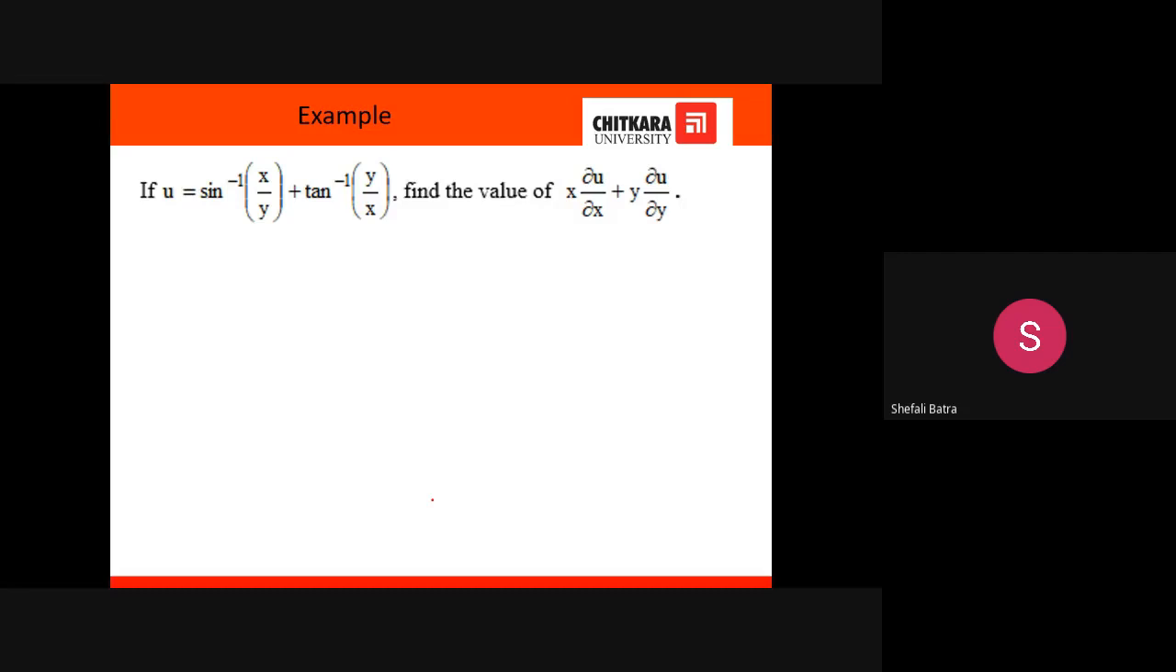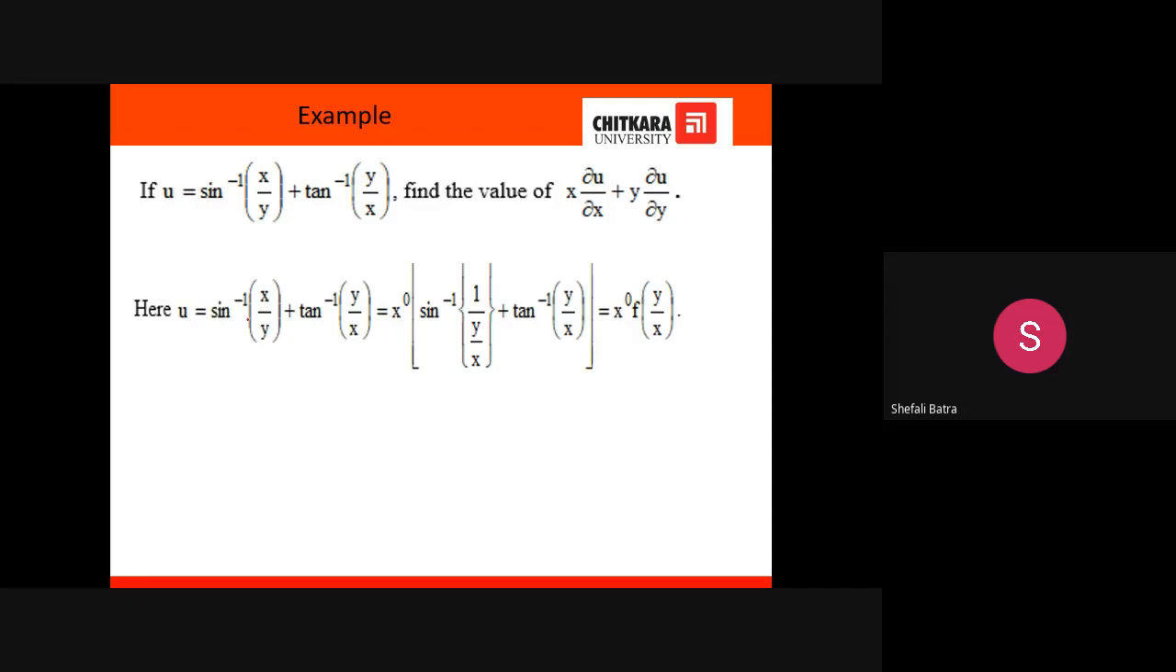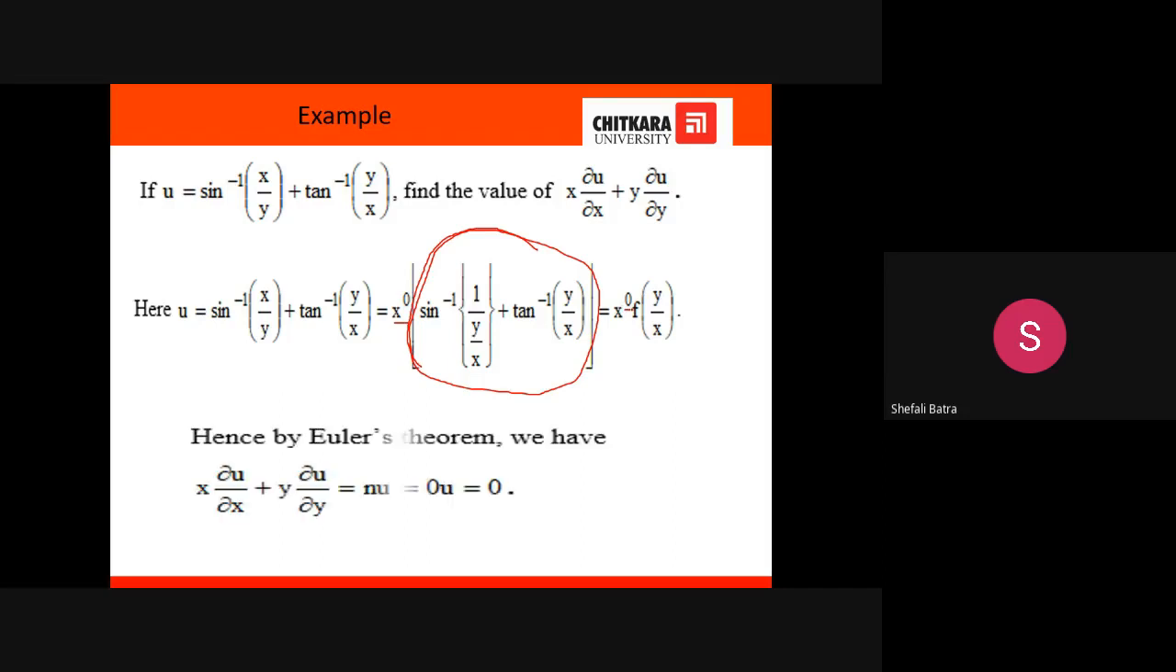Come to the next. If u is equal to sine inverse x upon y plus tan inverse y by x, then find the value of x ux plus y uy. So what you can do, sine inverse x by y plus tan inverse y by x. I can write this angle in the form of y by x. So I'm writing sine inverse 1 upon y by x plus tan inverse y by x. This complete is a function of y by x. So I'm putting here x power 0. So u is a homogeneous function with degree 0. So again, the answer would be 0.